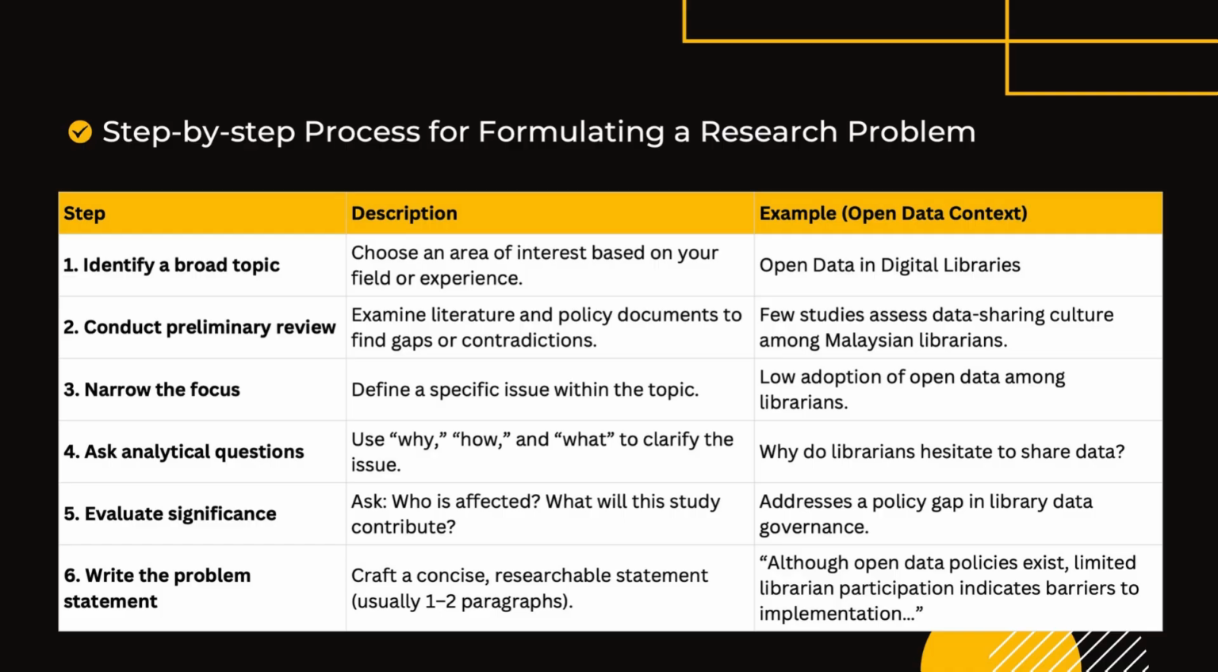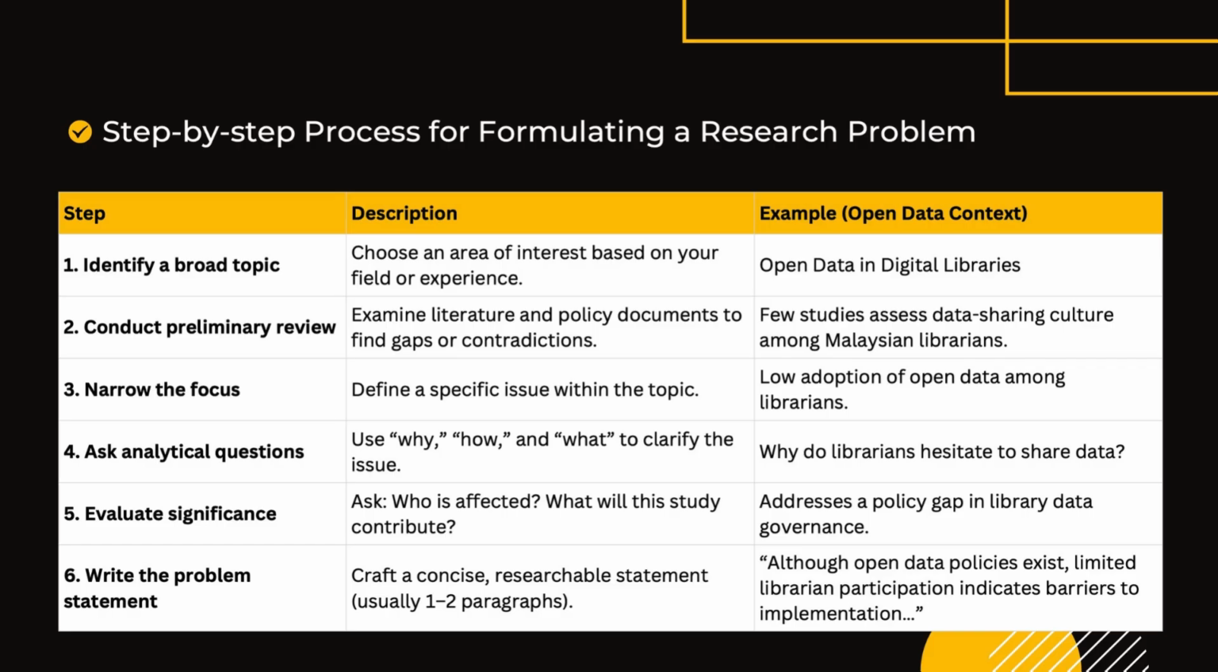Step 3. Narrow the focus. Define a specific issue within that topic. In this case, the focus becomes low adoption of open data practices among librarians. Narrowing your scope helps make the research more achievable. Step 4. Ask analytical questions. Use why, how, and what to clarify the issue. For instance, why do librarians hesitate to share data? Such questions guide your investigation and shape your data collection approach.